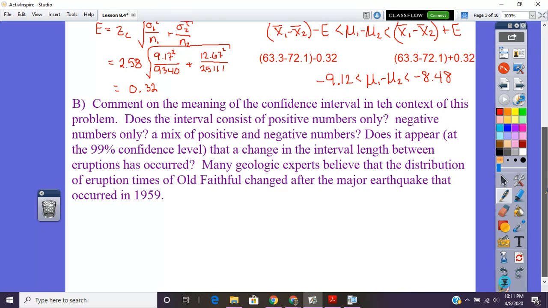All right, so comment on the meaning of the confidence interval in the context of this problem. Does the interval consist of positive numbers only, negative numbers only, a mix of positive and negative numbers? Does it appear at the 99% confidence level that a change in the interval length between eruptions has occurred? Many geological experts believe that the distribution of eruption times of Old Faithful changed after the major earthquake that occurred in 1959.